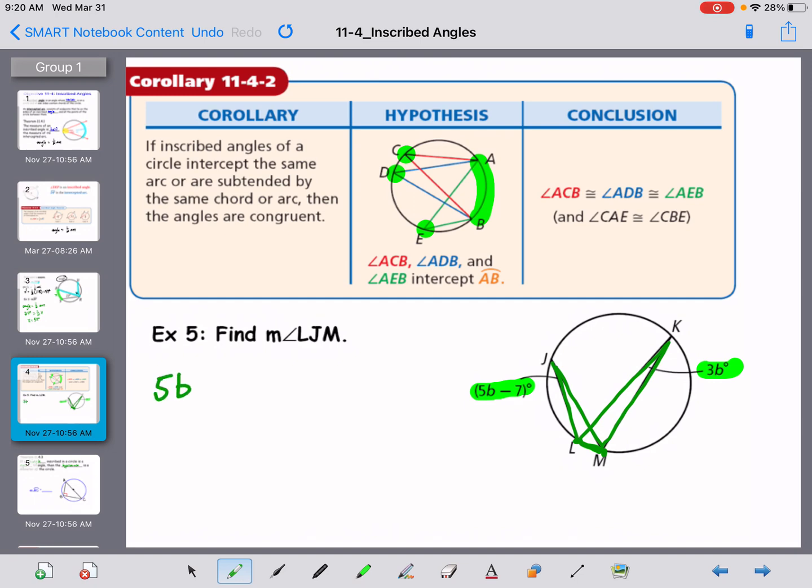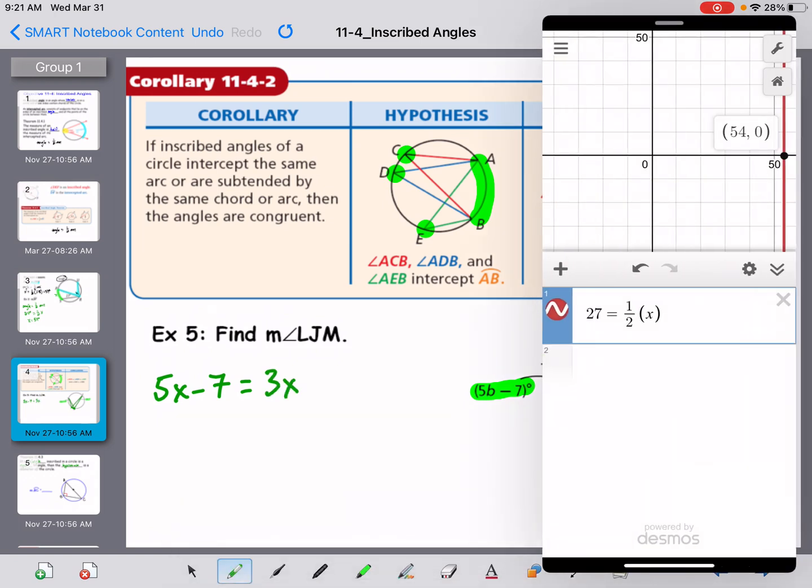So 5B, let me make that an X because you always tell me that my B's and my 6's look alike and you're not real sure what they are, so I'm going to use X. So 5X minus 7 equals 3X, and that's exactly what I need to type into Desmos.